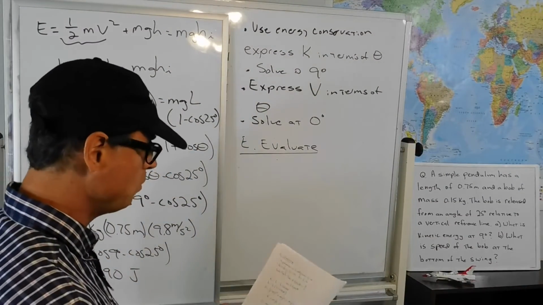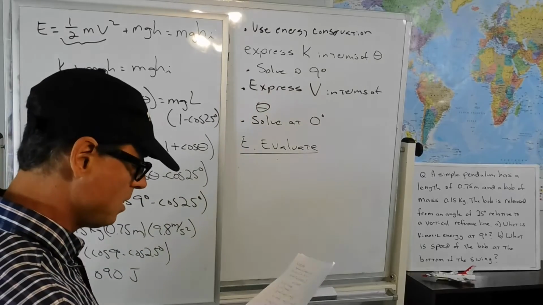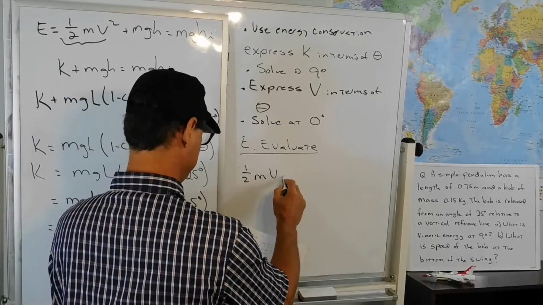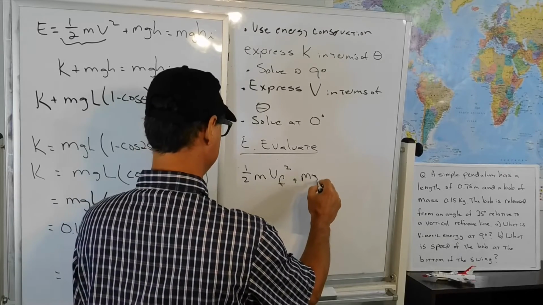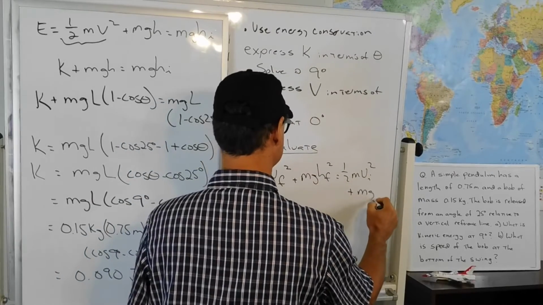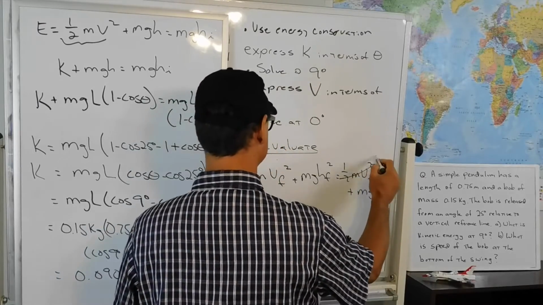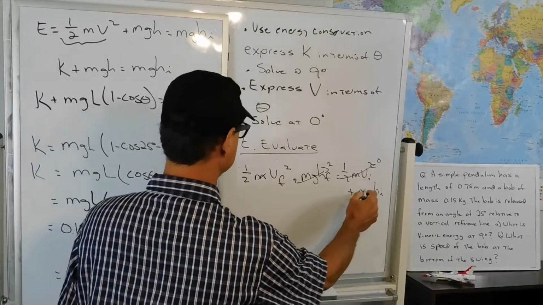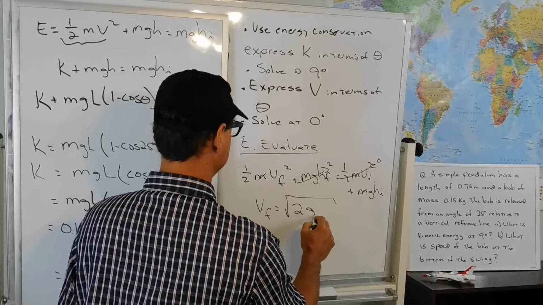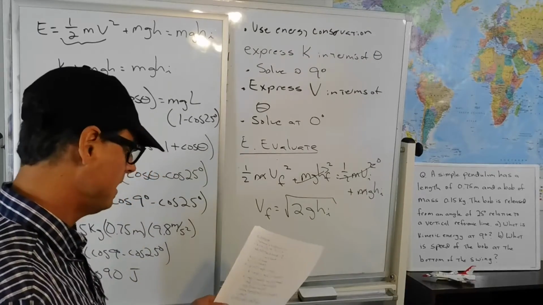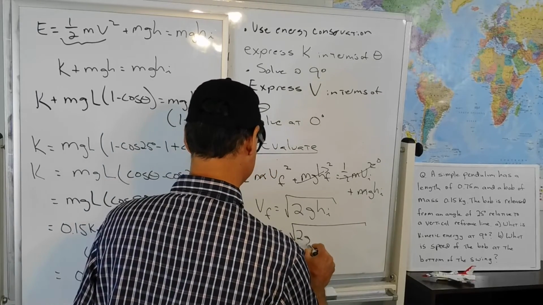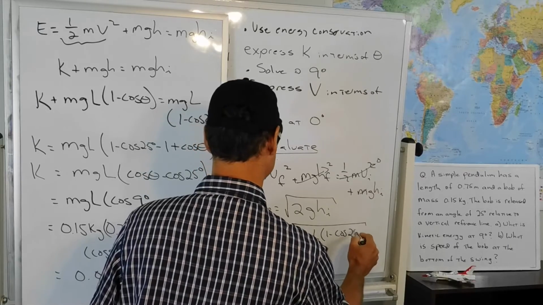But let's take an alternate approach. We could have done this part here, but as I'm moving along, let's go ahead and do it that way. So 1/2 m v final squared plus mg h final equals 1/2 m v initial squared plus mg h initial. Well, this is 0 and the final height is 0. The masses cancel out. So v final is equal to the square root of 2g h initial, and h initial of course is, let's write it out, 2gL(1 minus cosine of 25 degrees).